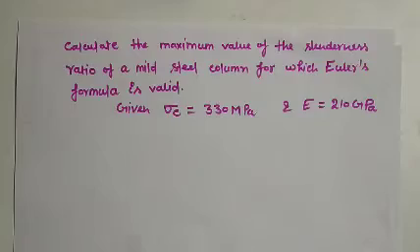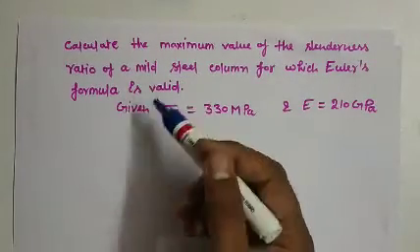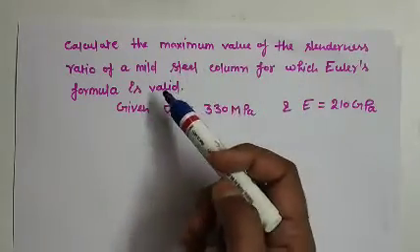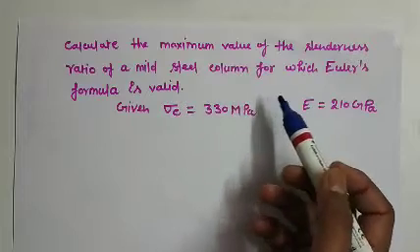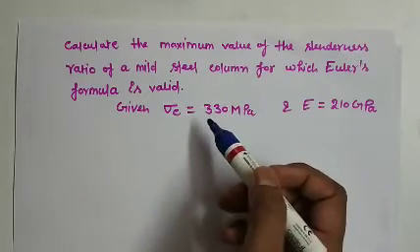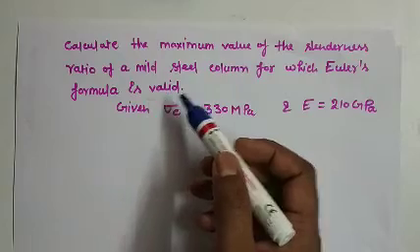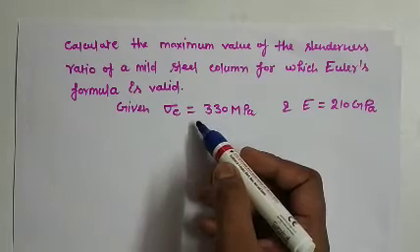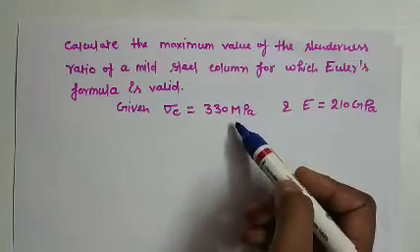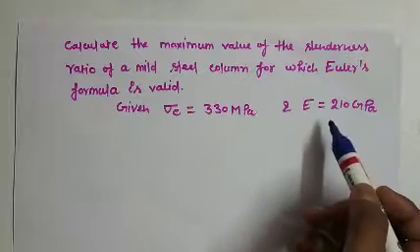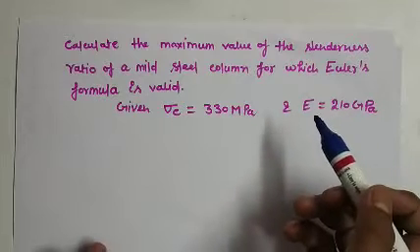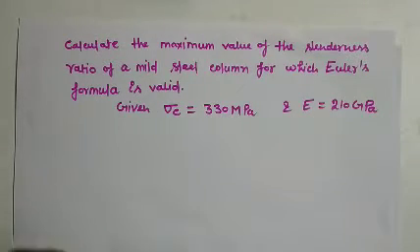We will solve a problem of a column. The question is: calculate the maximum value of the slenderness ratio of a mild steel column for which Euler's formula is valid. We have to check the applicability of Euler's formula. The crushing stress for the mild steel column is given as 330 megapascal, and the modulus of elasticity is 210 gigapascal. So we will find the limit of Euler's formula.